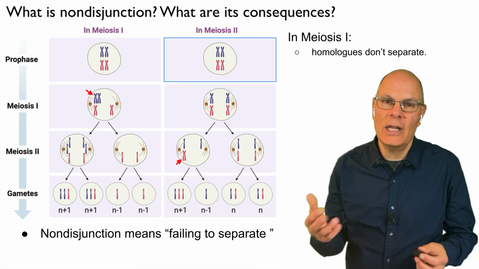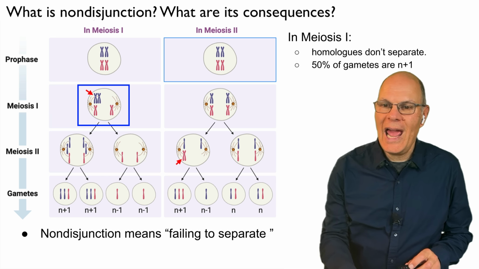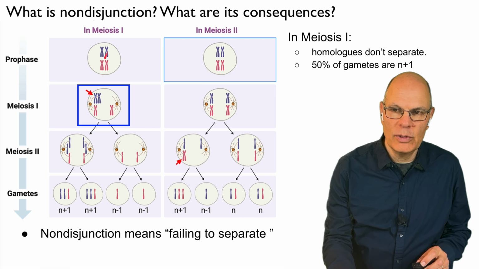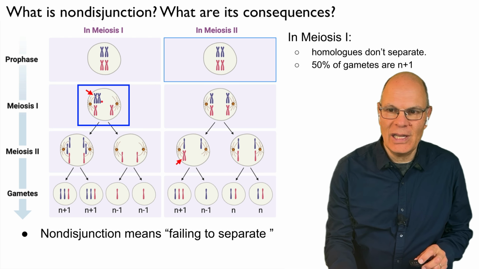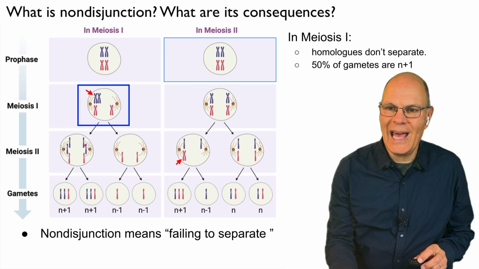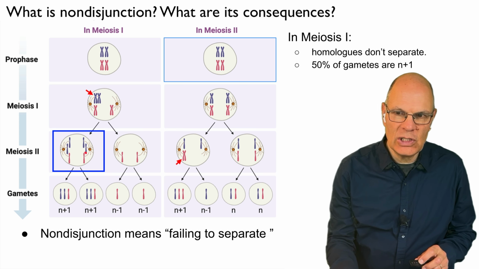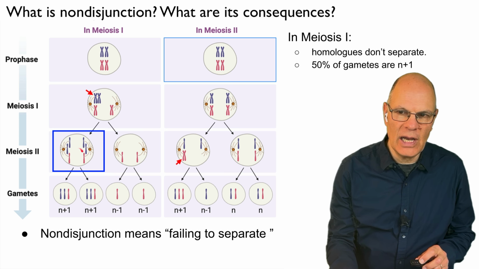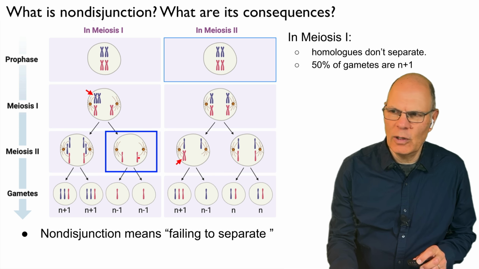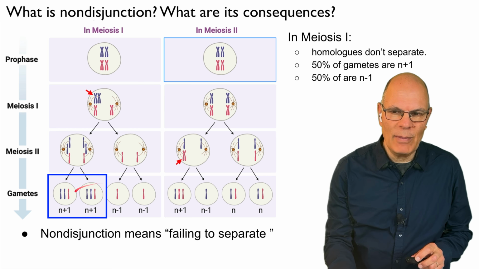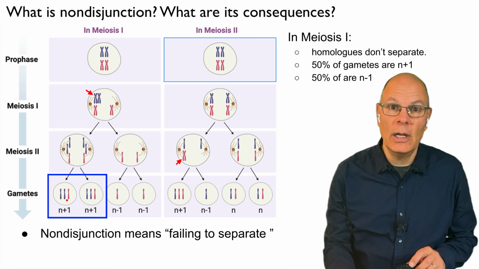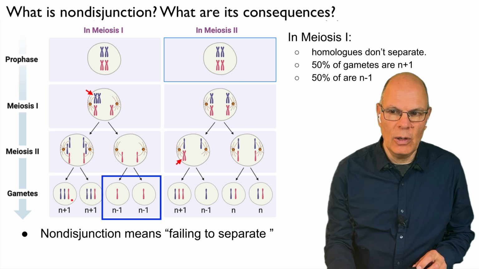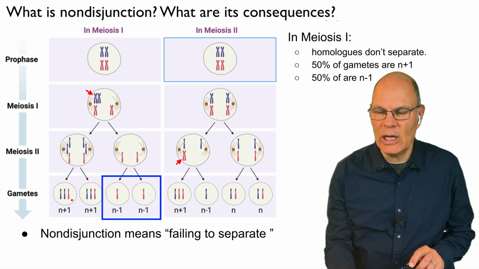In meiosis 1, the homologs don't separate, and as a result, so you see that over here, this blue chromosome over here, these homologs didn't separate, they stayed together. So the result is that in meiosis 2, we're going to have 3 chromatids on this side, 3 over here, 1 over here, 1 over here. So 50% of the gametes are N plus 1 extra, and 50% are N minus 1. So N, the haploid number, missing a chromosome.